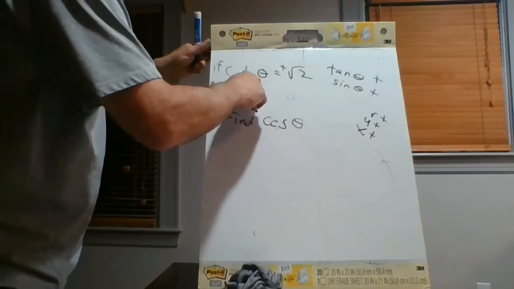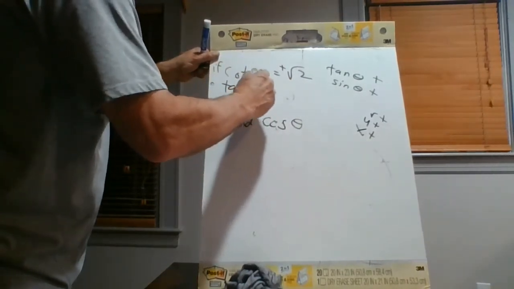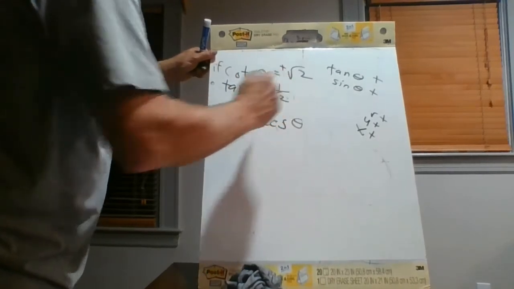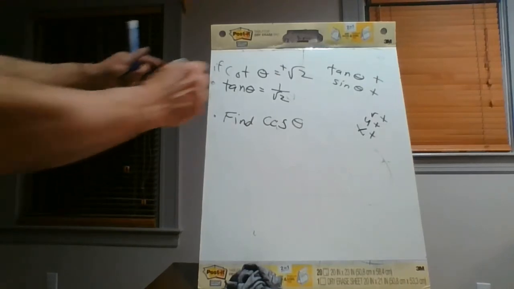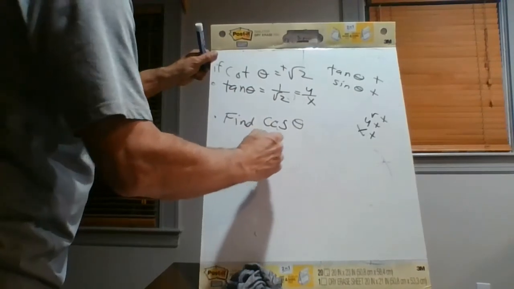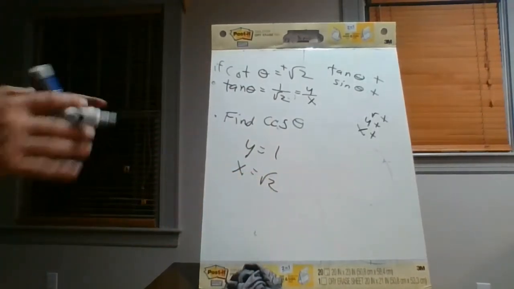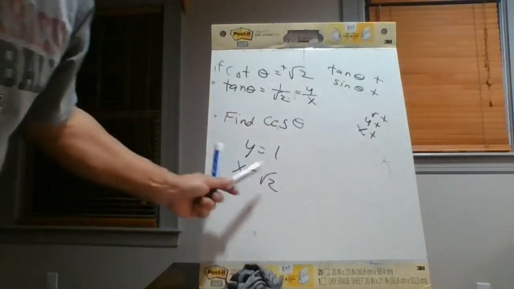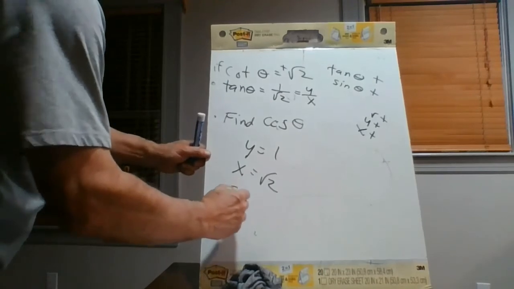Okay, if cotangent is root 2, tangent is the reciprocal. And tangent is y over x. That means y is 1 and x is root 2. And we already know that that's definitely a positive 1 and definitely a positive root 2. We'll find r by the Pythagorean theorem.